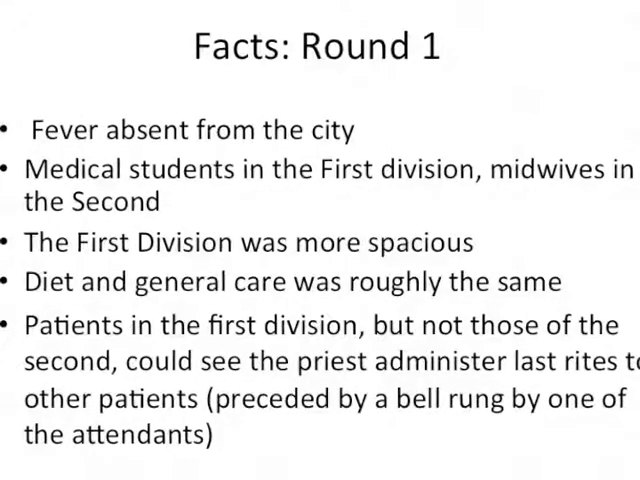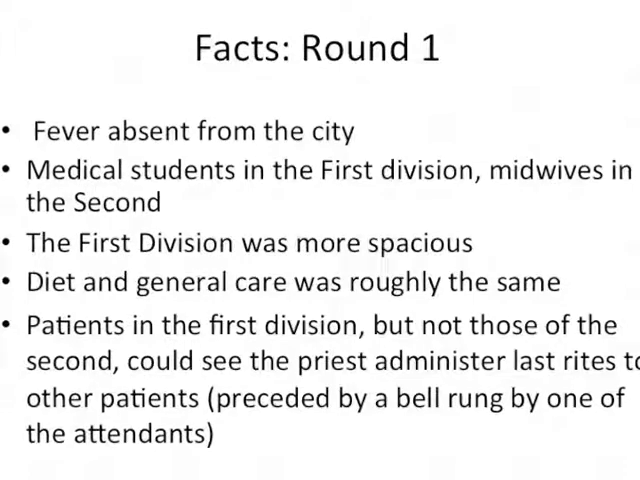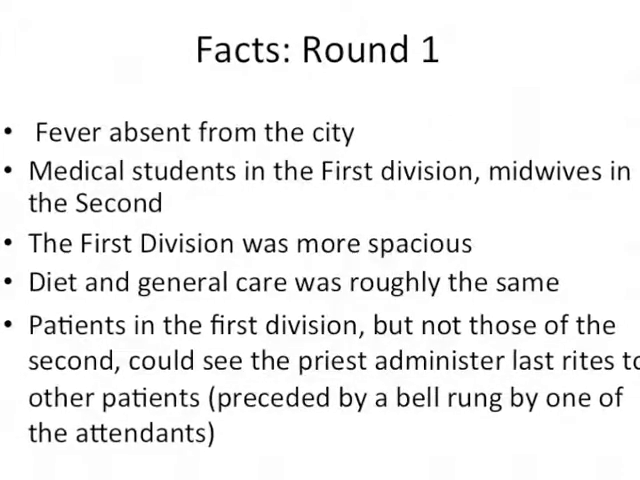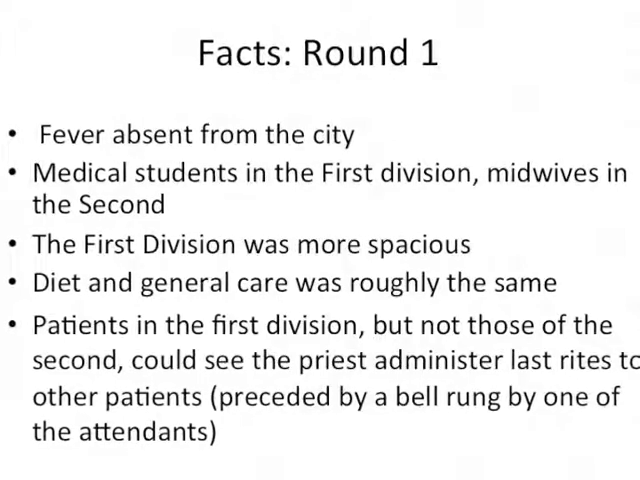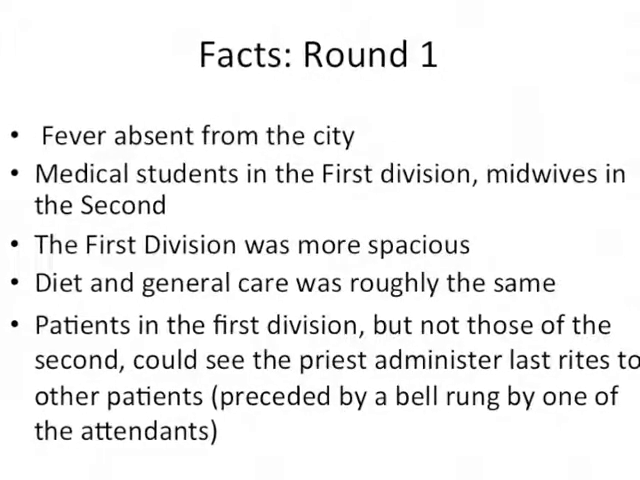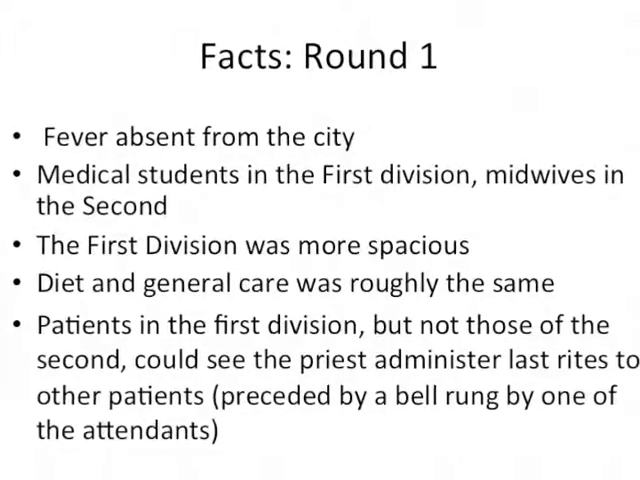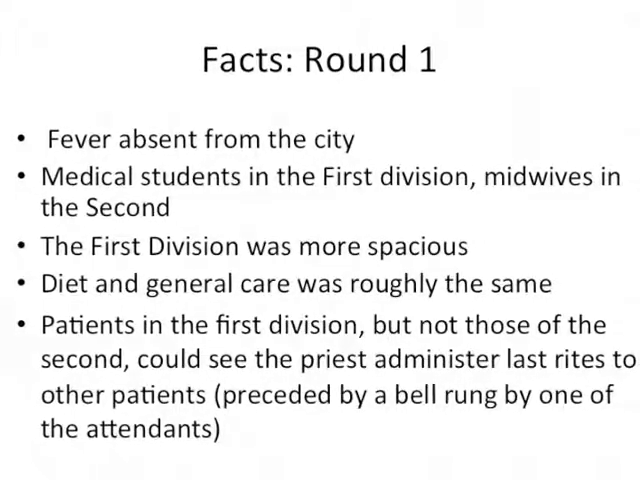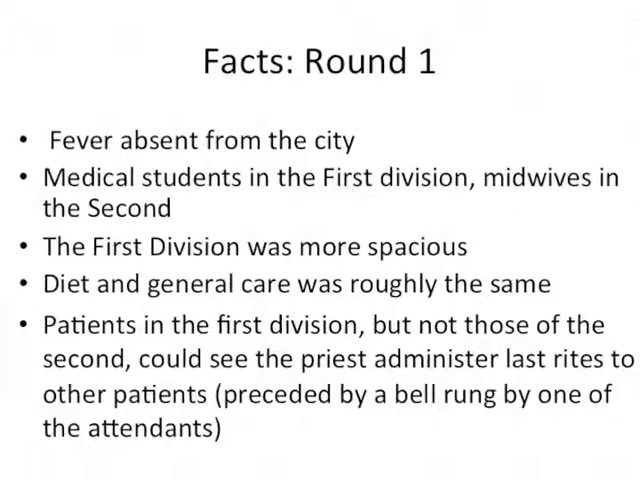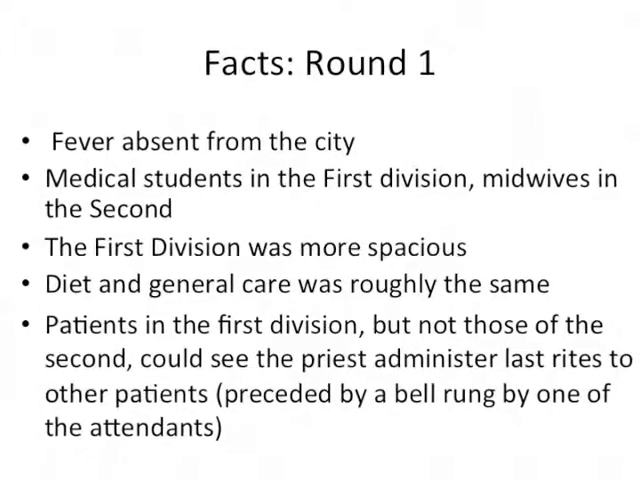The last noted difference was this: the patients in the first division, but not those of the second, could see the priest administer the last rites to other patients, preceded by a bell rung by one of the attendants. So presumably patients in the first division would be more aware of death than the patients in the other division.